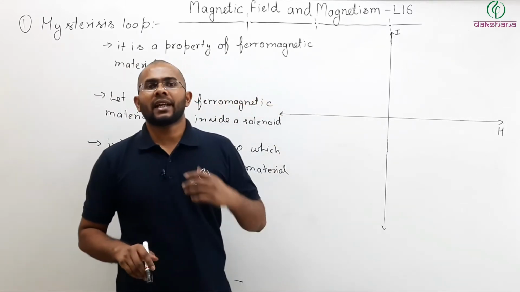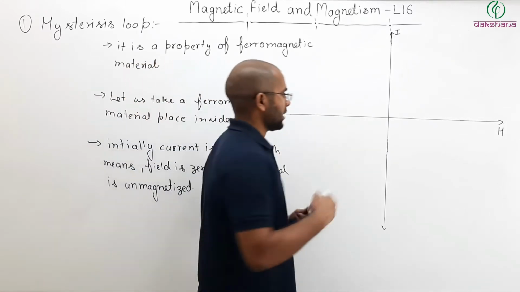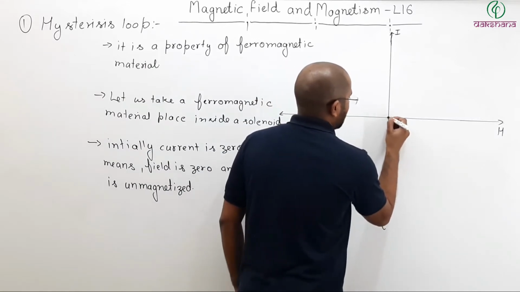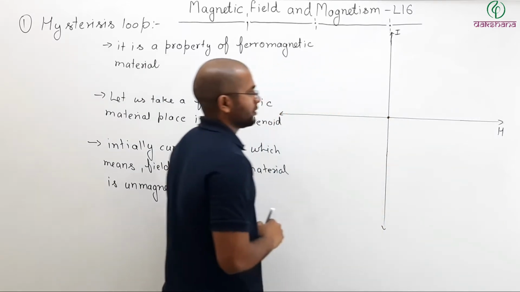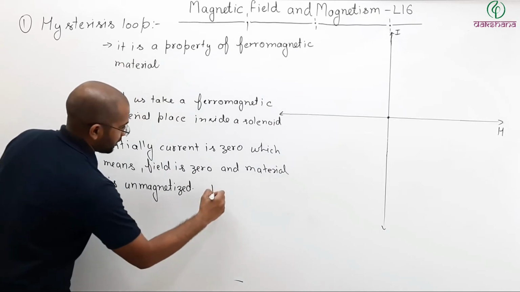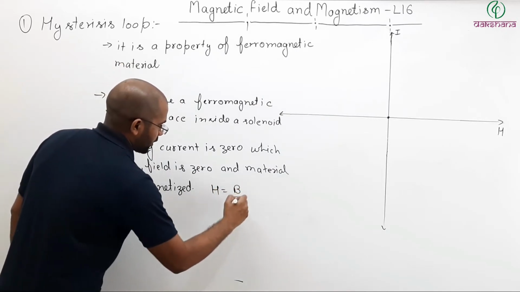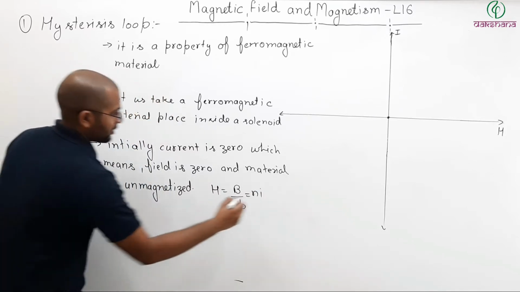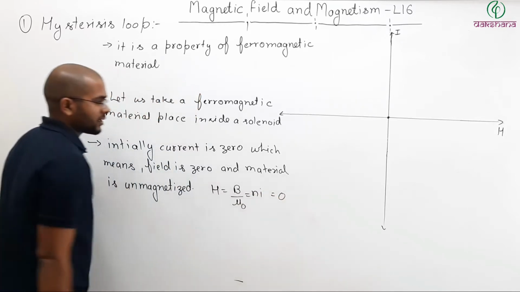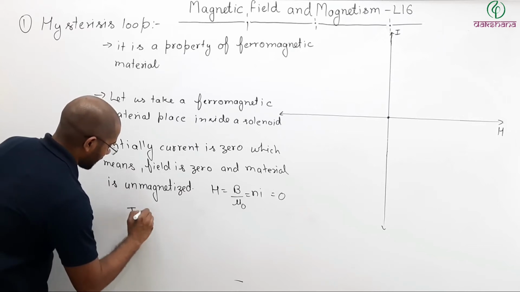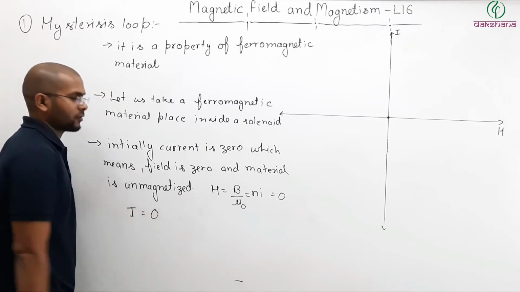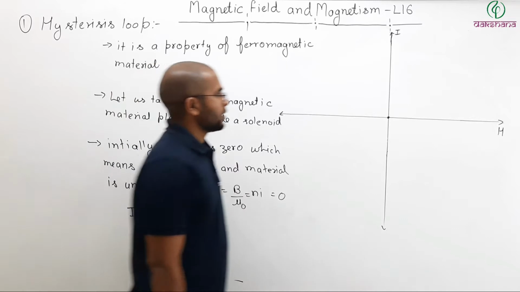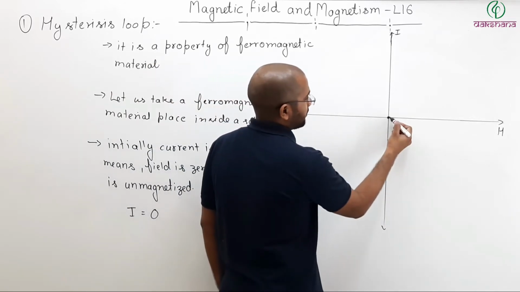So in the beginning at t equal to 0, what do we have? In the beginning we have that the field is 0. What is the field? H is nothing but B by mu, which is n times I, and this is 0 because the current is 0, and the magnetization vector is also 0. So initially we will start from here.